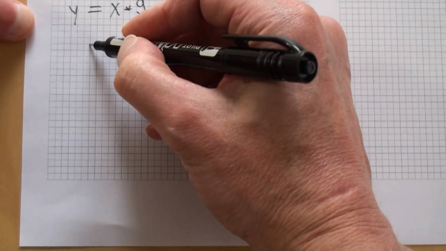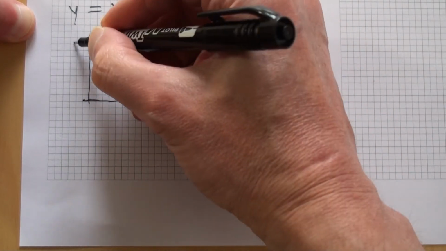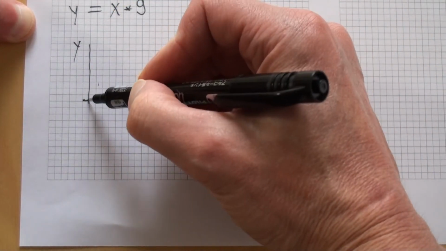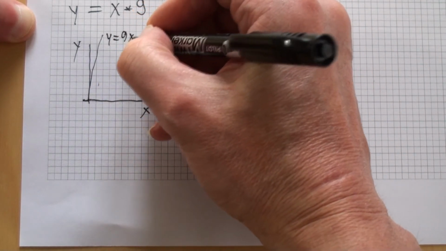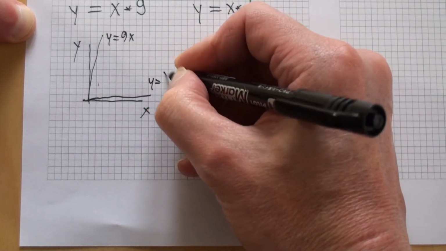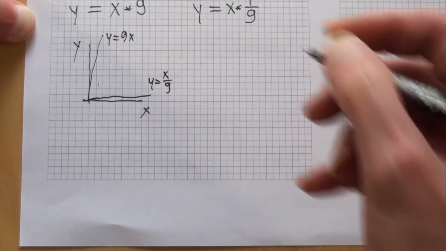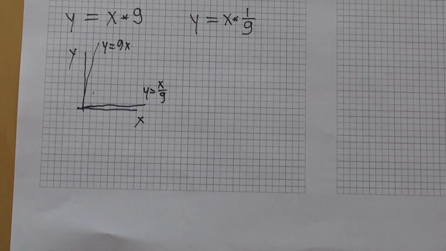It's also easy to graph. Something like that. Y equals 9x. And something like that is y equals x over 9. Clearly it's a different graph, it's a different expression.